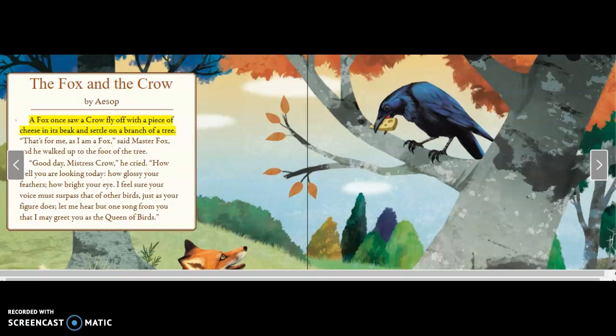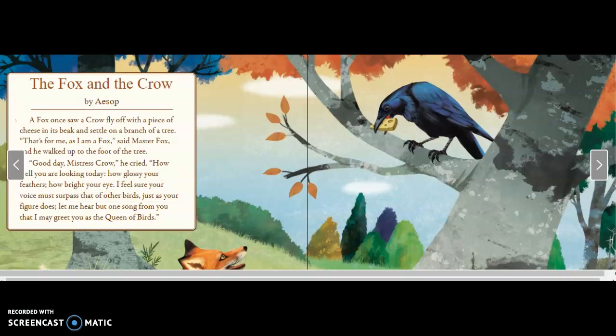A fox once saw a crow fly off with a piece of cheese in its beak and settle on a branch of a tree. "That's for me, as I am a fox," said Master Fox, and he walked up to the foot of the tree. "Good day, Mistress Crow," he cried. "How well you are looking today! How glossy your feathers! How bright your eye! I feel sure your voice must surpass that of other birds, just as your figure does. Let me hear but one song from you, that I may greet you as the Queen of Birds."